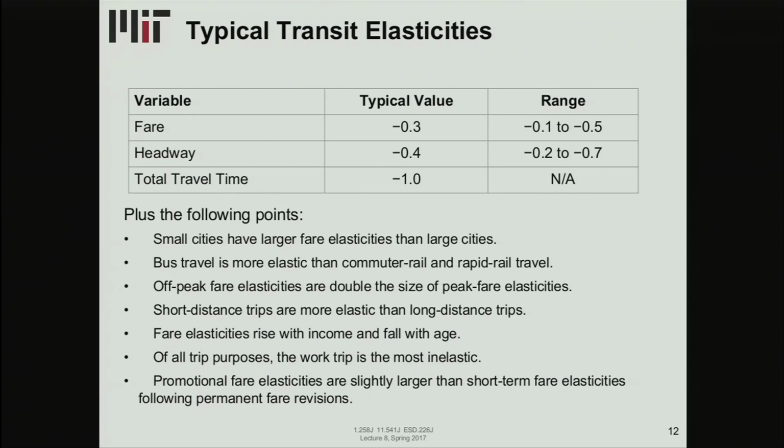Okay, so these are some typical transit elasticities. We have elasticities to fare, to headway, and to total travel time here. And so these are the typical values. If you look at many studies and take averages, this is what you find. So elasticity to fare, negative 0.3. Let's do a quick recap.